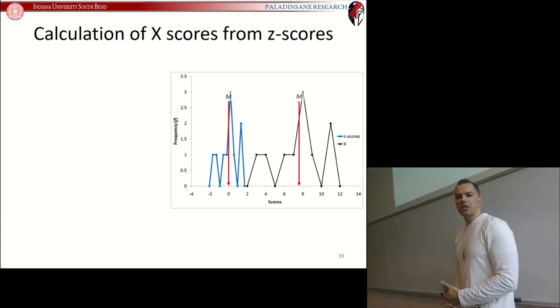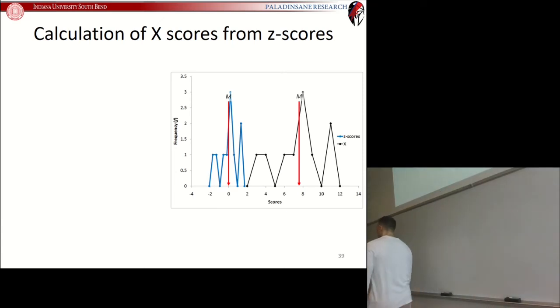All right, calculation of raw scores from z-scores. So we saw the formula of how you go from a raw score to a z-score. And now we're going to see how you go from a z-score back to a raw score. So sometimes, if you're a statistician and people are telling you z-scores, you love it because z-scores are so useful. But sometimes when you're communicating with people who aren't statisticians, they want that score again, right? They want that raw score.